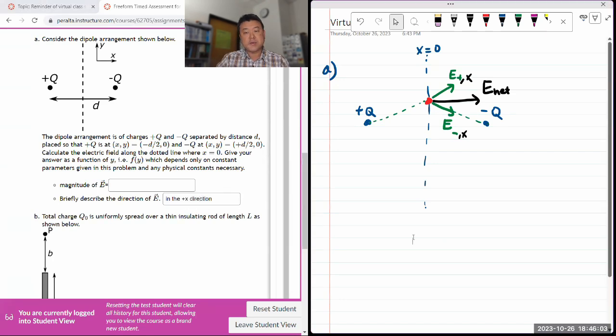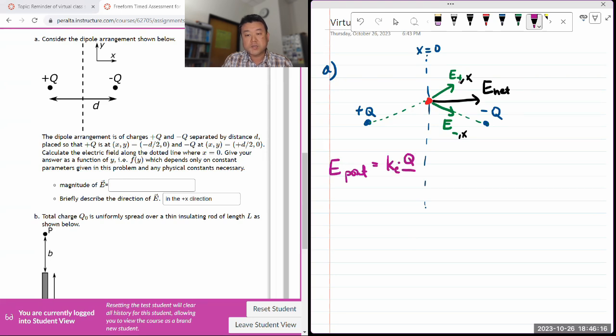So magnitude of E. Now I have to use Coulomb's law. Coulomb's law tells me the formula for the electric field due to a point charge, which is going to be the Coulomb constant times the amount of charge divided by distance, let me not use d because that's already there, divided by distance squared. So for the contribution from the positive charge, I know that its magnitude will be Ke times Q divided by, now I have to work out the distance. So this is d over 2.